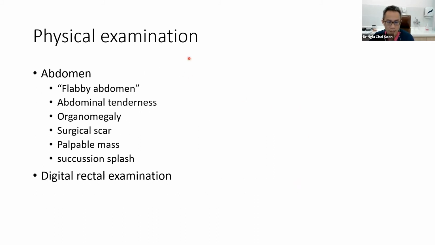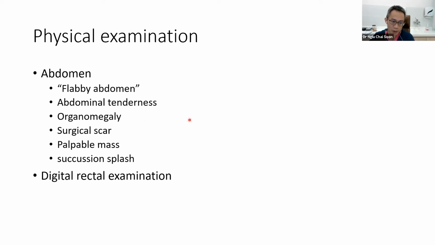On physical examinations, apart from the medical comorbidities that we need to look into, when you look into the abdominal examinations, we may need to examine whether the patients have a flabby abdomen, because patients with an amuscular abdominal wall, I mean, their tendency towards bloating actually is higher.